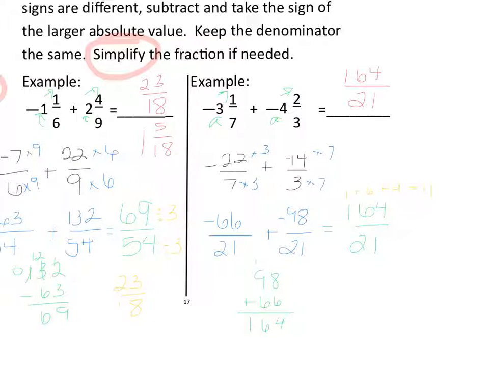Now we have to deal with the sign of the answer and determining is it positive or negative. So we know that if we have 2 signs that are the same, we're going to add and we keep the sign, meaning both of these were negative, so our final answer is negative. Negative 164 over 21.